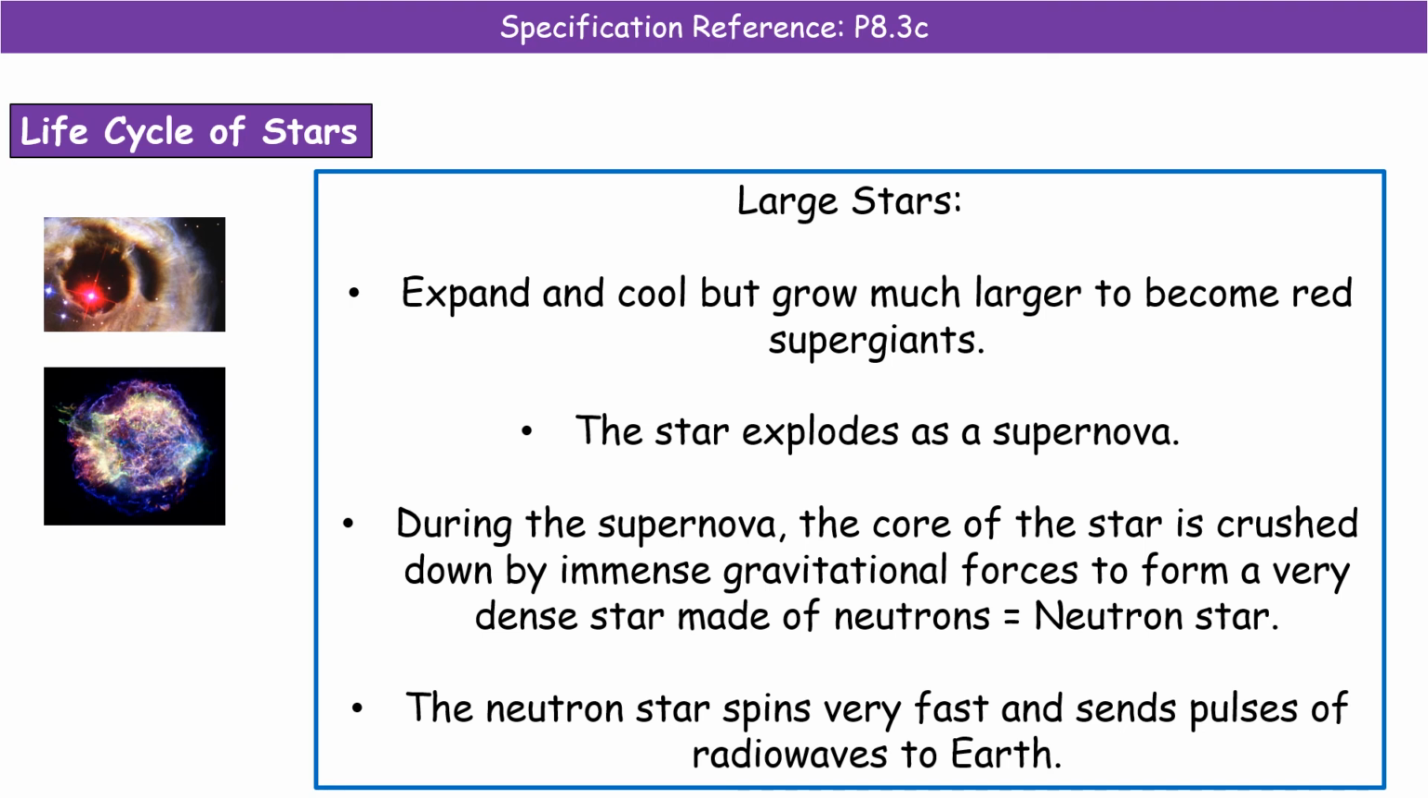And a neutron star is one that's going to spin really fast and send pulses of radio waves back to Earth. And because they're radio waves, we can detect them. And in fact, you can listen to a neutron star. If you do a search on YouTube for neutron star sounds, you can literally sit and listen to neutron stars spinning.